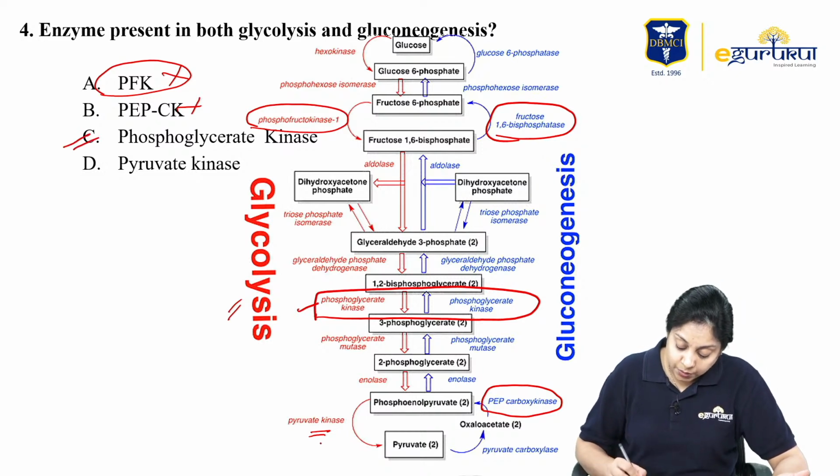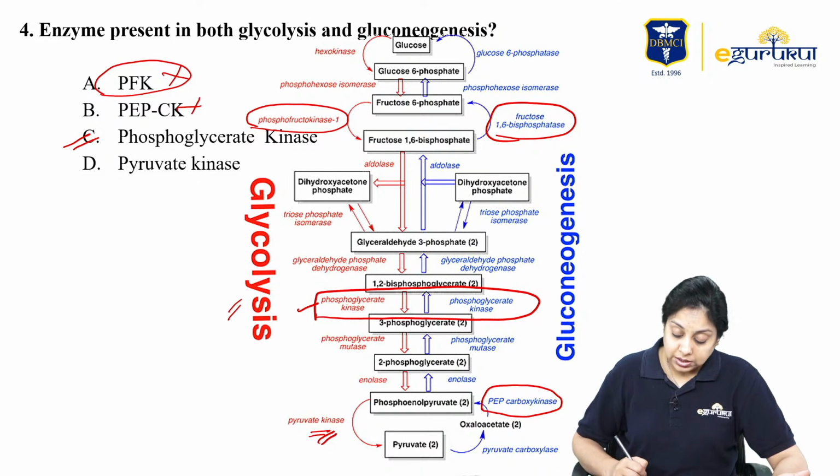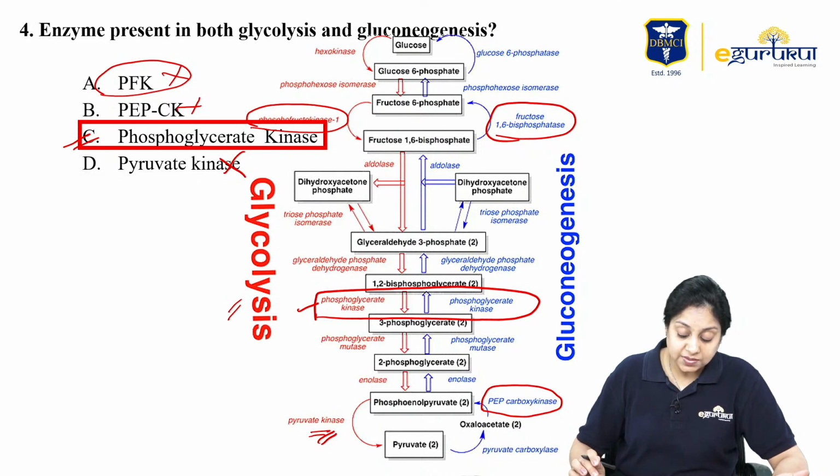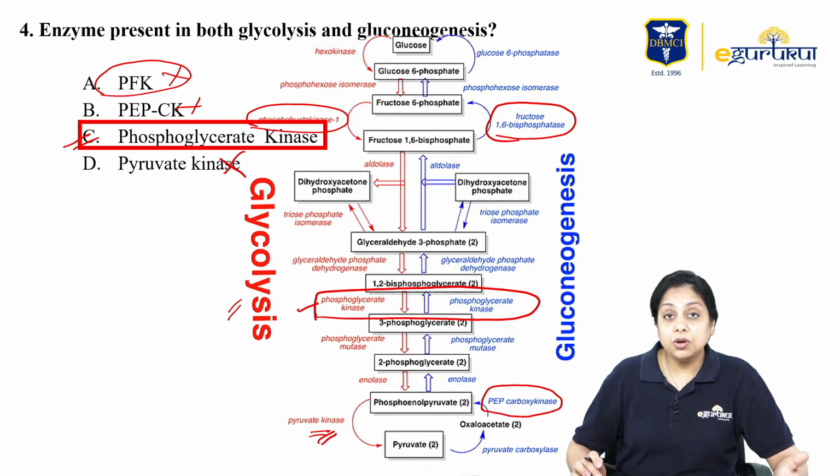Pyruvate kinase is present in glycolysis. It is not there in gluconeogenesis. So this is not the choice. The correct choice is C, that is phosphoglycerate kinase. If you feel this table is wrong, you can just ping me.